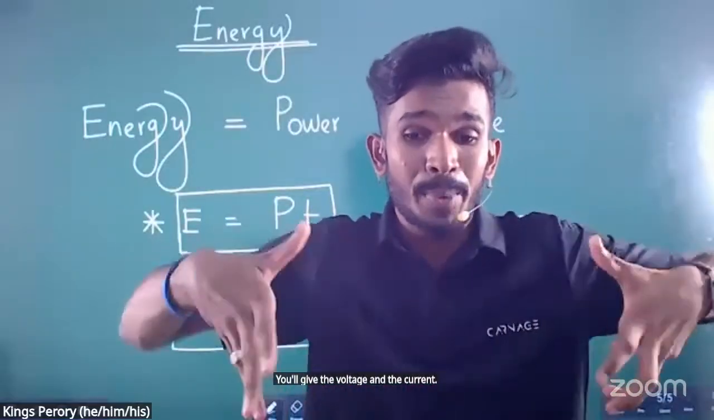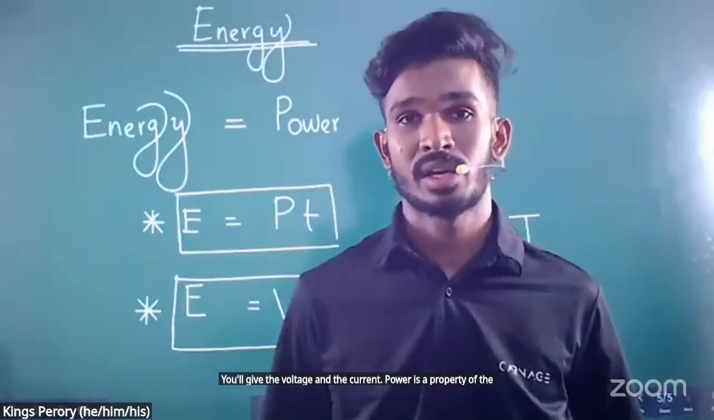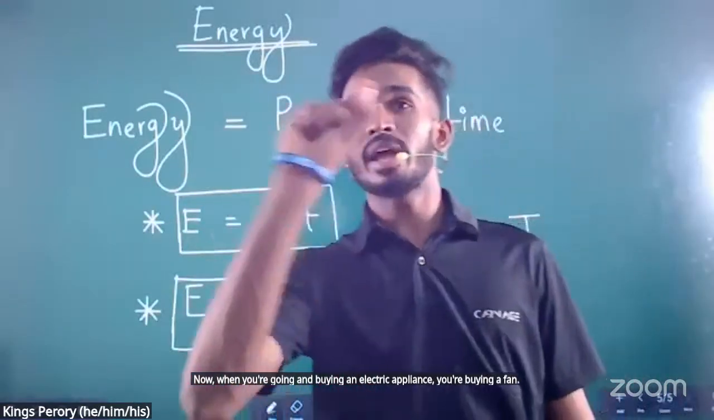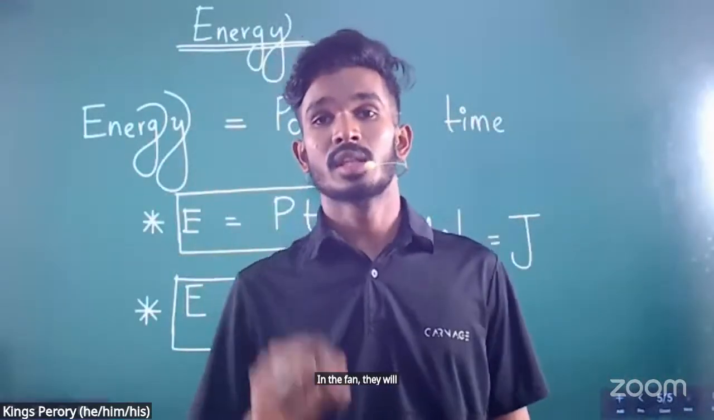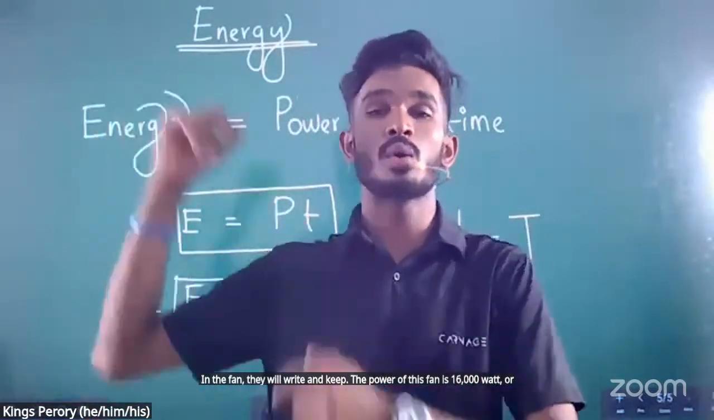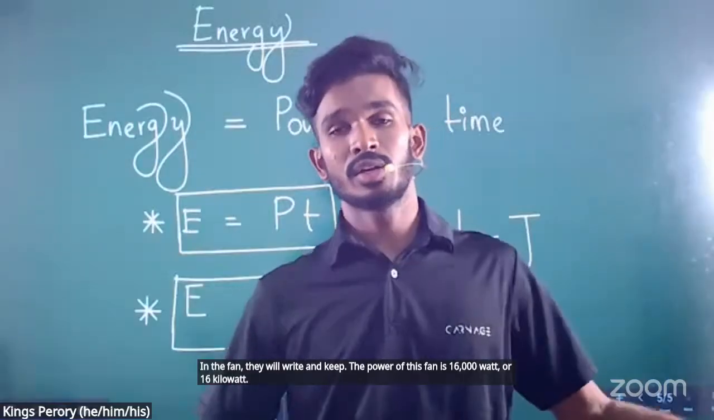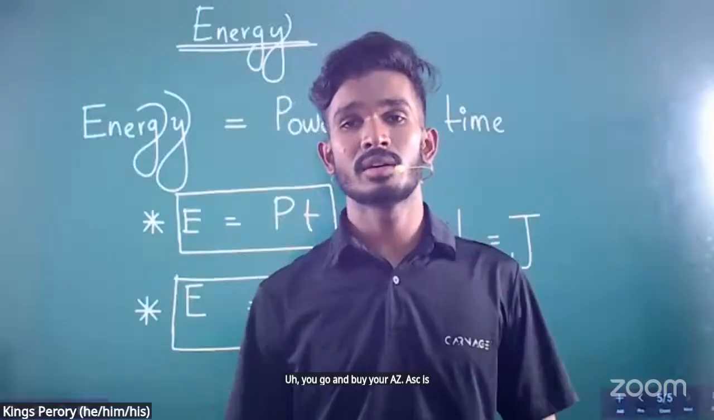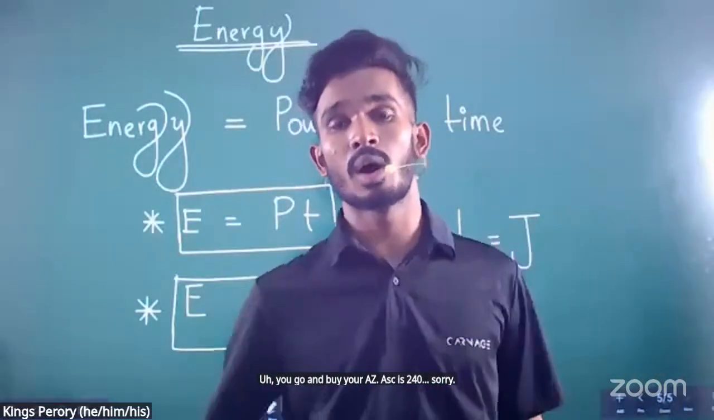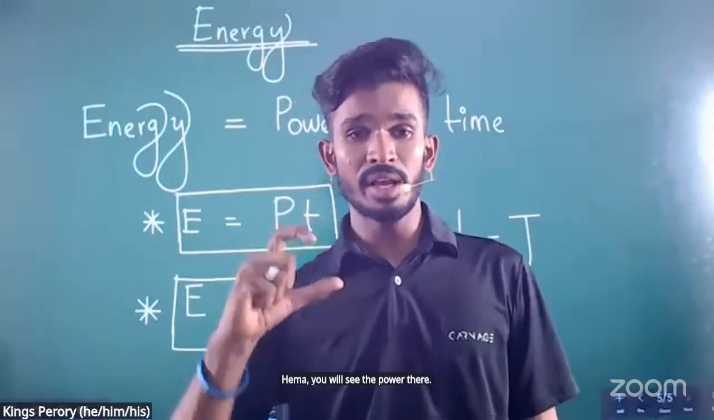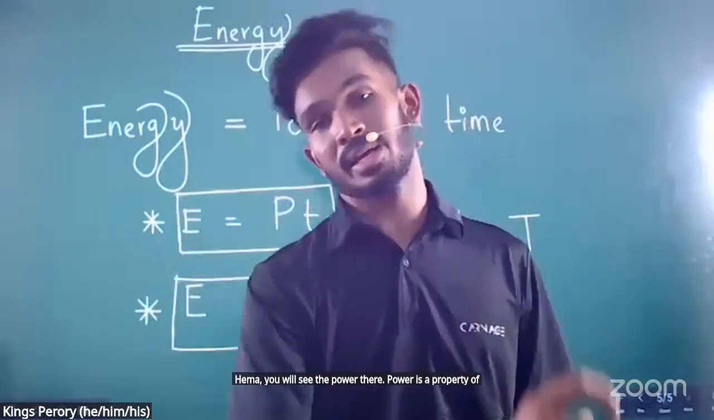Power is a property of the appliance. Now, when you go and buy an electric appliance, say a fan, they will write the power of the fan on it, for example 16,000 watt or 16 kilowatt. You go and buy an AC, and there you will see the power, 2,400 kilowatt. Power is a property of the appliance.